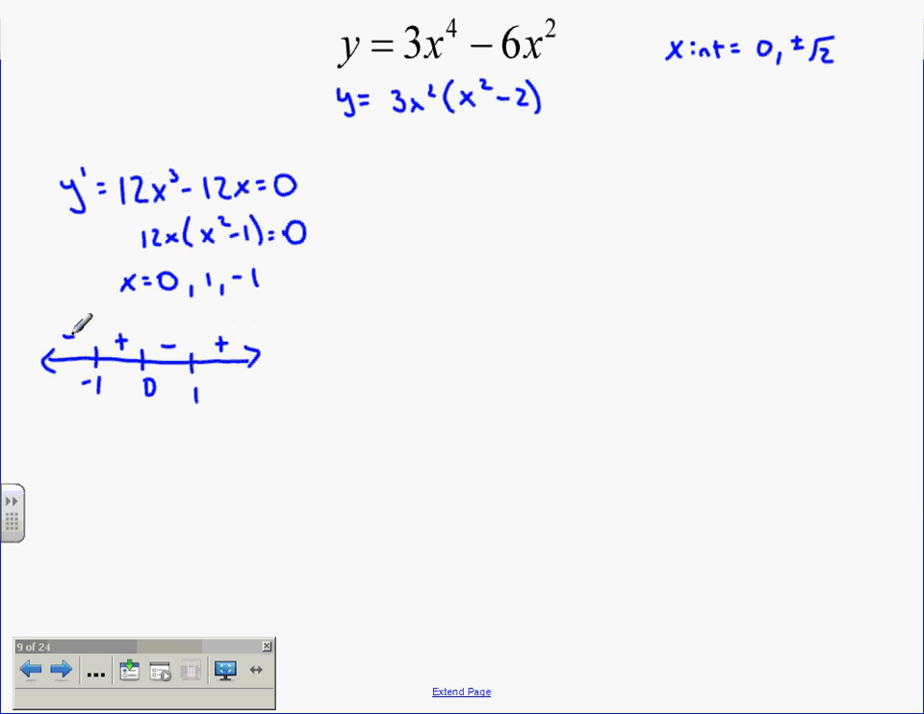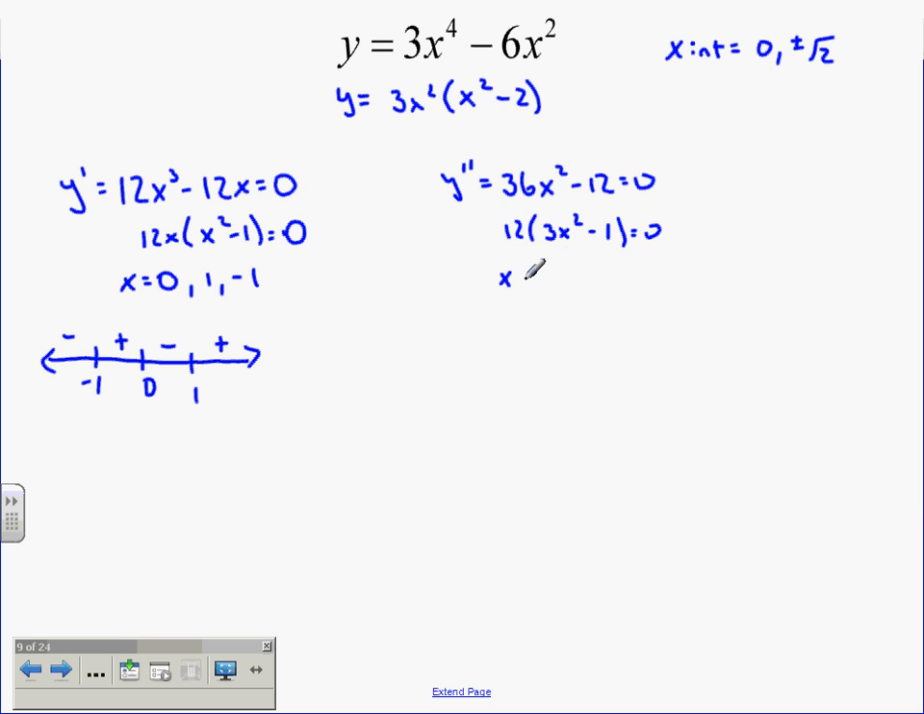Okay, so now I have an idea what's going on. It's going down, up, down, up. Next step, second derivative. The second derivative allows us to test concavity. So I take the derivative again: 36x squared minus 12. Set that equal to 0. Factor out a 12. I get 3x squared minus 1 equals 0.